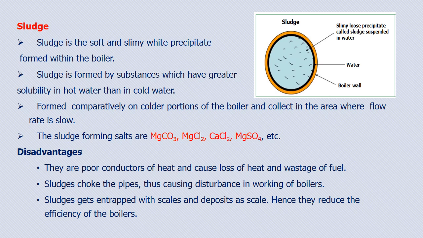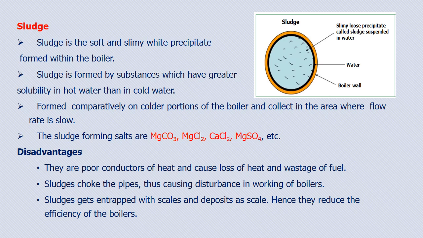These sludges are formed mainly because of magnesium carbonate, magnesium chloride, calcium chloride and magnesium sulfate salts. What is the disadvantage of sludges in the boilers? They are poor conductors of heat. So if sludge is floating in the boilers, we have to supply more heat for the steam to be produced and to maintain the given pressure. It means wastage of fuel occurs.